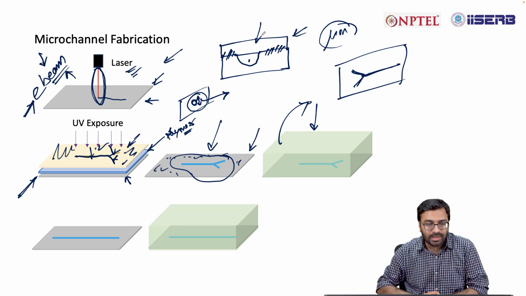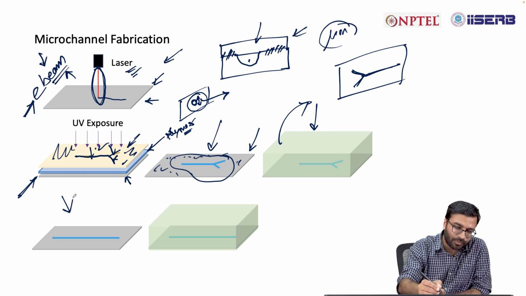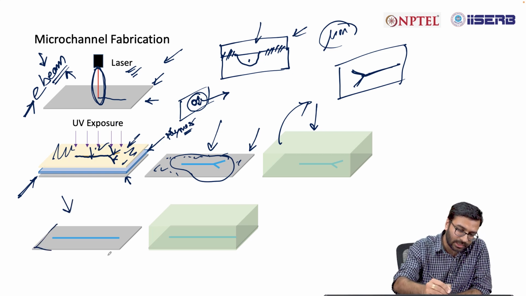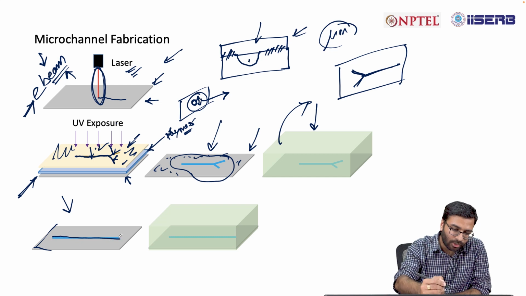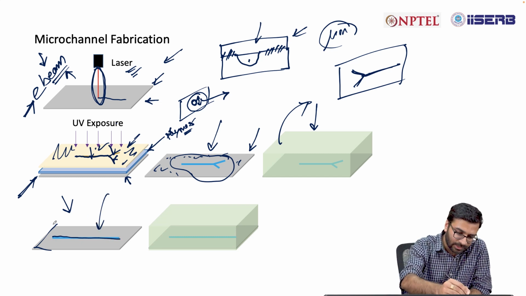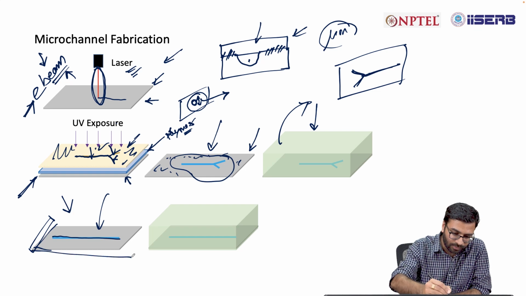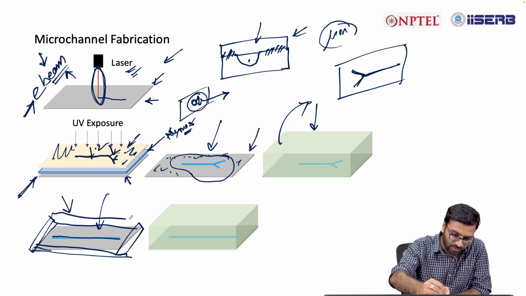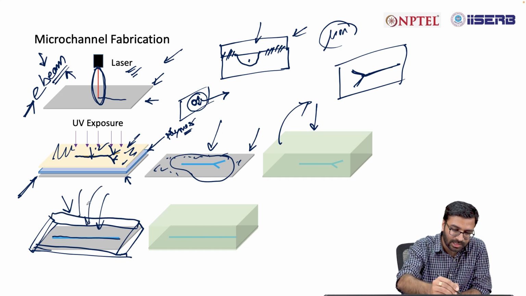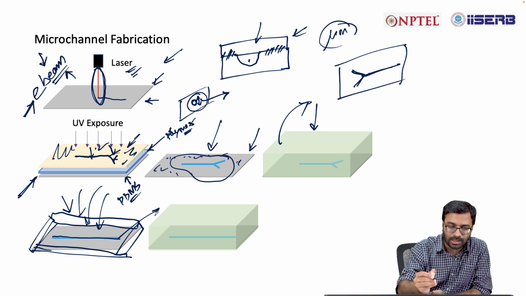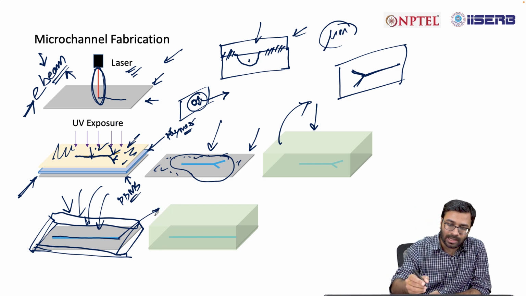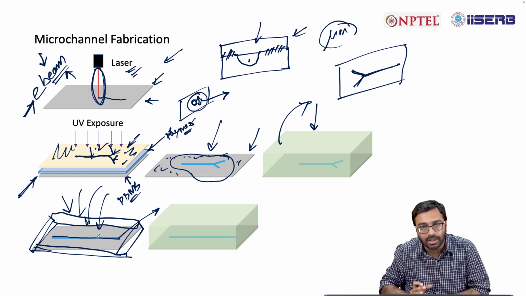Another technique which is very popular is known as the replica molding technique, where if you have a substrate, you put a small well on top of it, you just make a well of a certain material. You can create a 3D printed structure as well, similar to this. Then you put PDMS with crosslinker. The PDMS will solidify. Once the PDMS is solidified, you take out this particular well. Then you will find that this well has created a microchannel inside the PDMS. This is known as the replica molding technique.